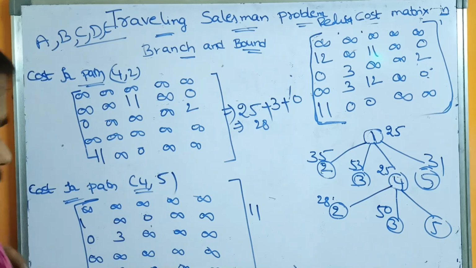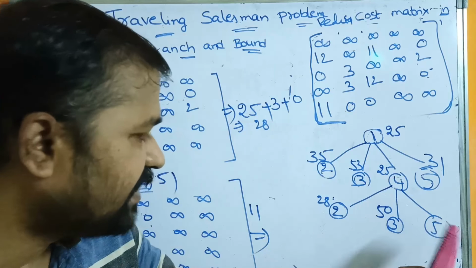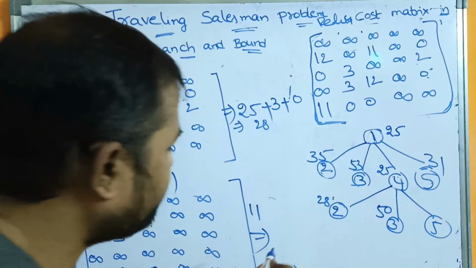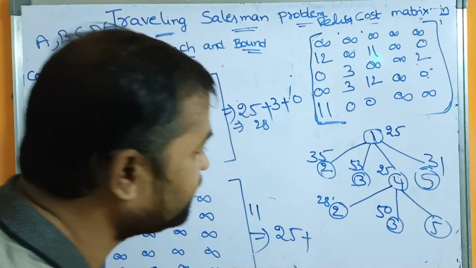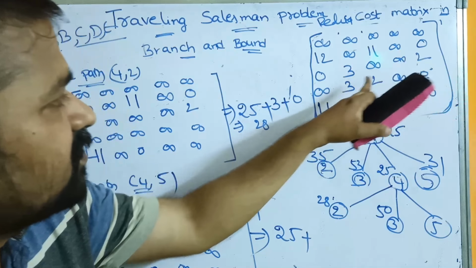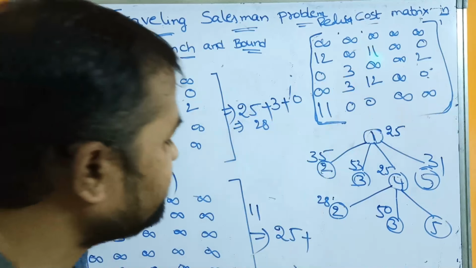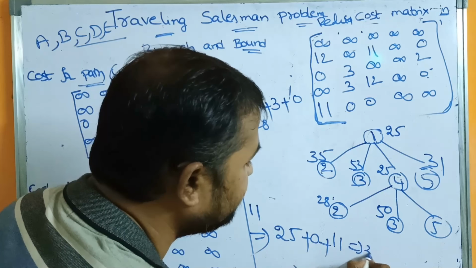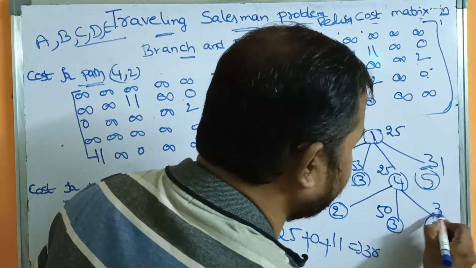Okay. Now let us determine the cost here. Here we are determining the cost of this node. So its parent node cost is 25. So 25 plus edge cost from 4 to 5. So what is the edge cost from 4 to 5? Fourth row, fifth cell, that is 0 plus 11. So 25 plus 11 is nothing but 36. So this is nothing but the cost here.